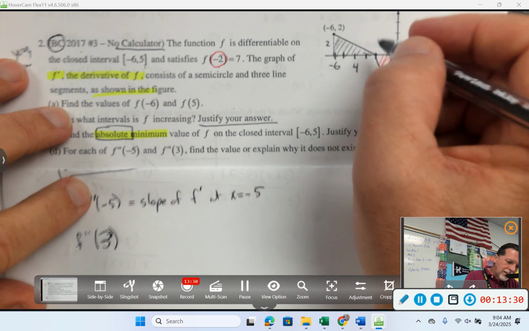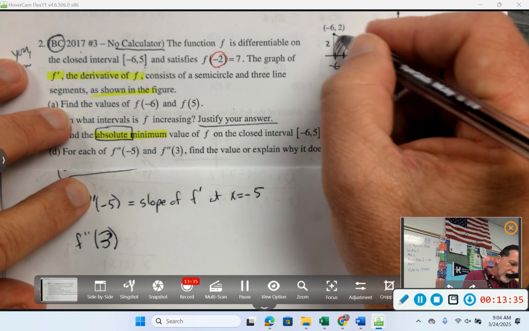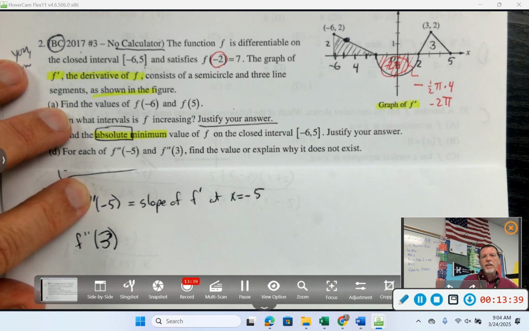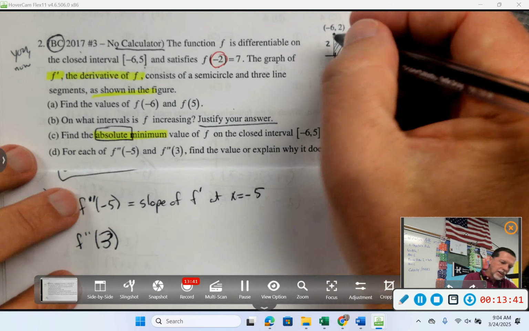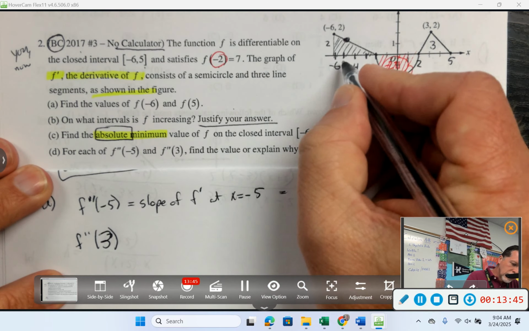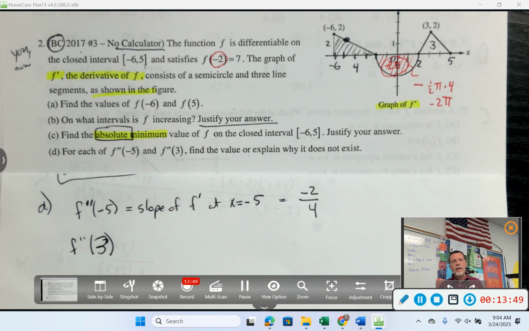Okay, well that's an easy one. Well, I've got to figure out what the slope is, but let's see. Here's negative 5. That slope looks like it goes down 2 and over 1, 2, 3, 4. Yes, that reduces, but no, I don't have to reduce it. So the second derivative at negative 5, the slope of the first derivative, is negative 2/4.